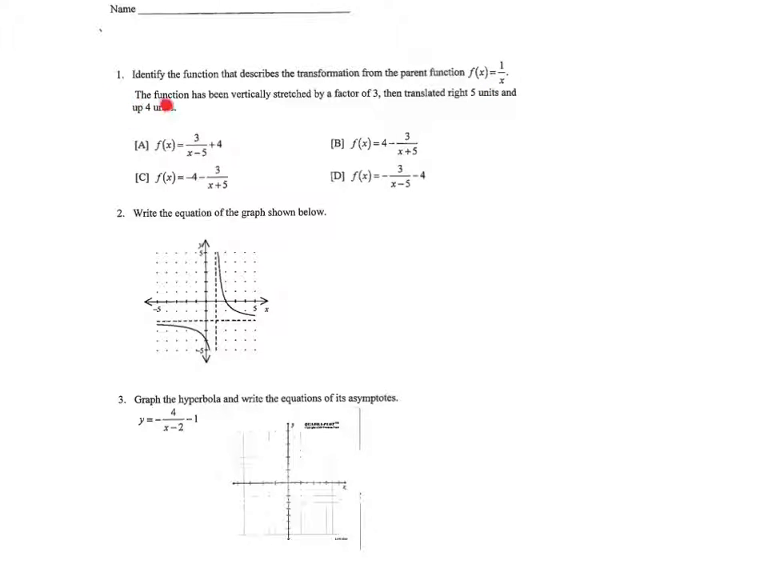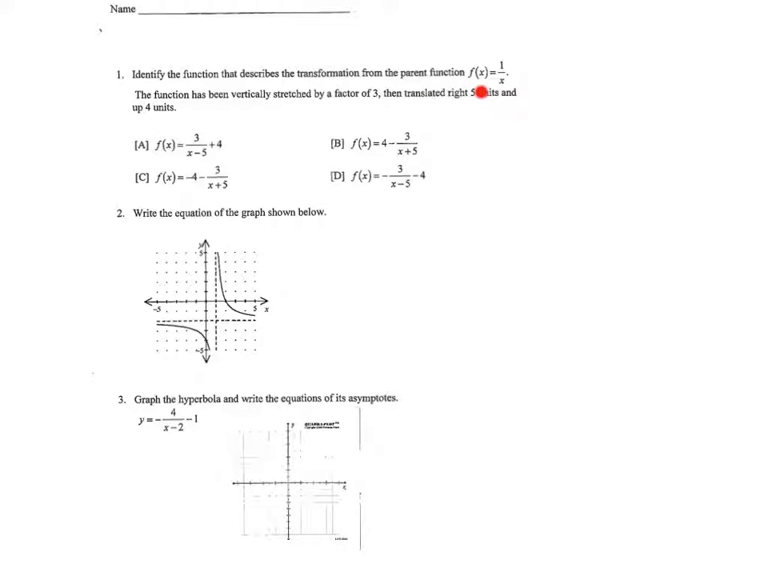Well, up 4 is a +4 on the end. So I see a +4 here, that's minus. There's a +4 on the end there, that's a minus. So it's going to be between this one and that one. A vertical stretch by 3 is always the numerator. That's your numerator number. So notice these all have that 3 there. Okay, so we're still here between those two.